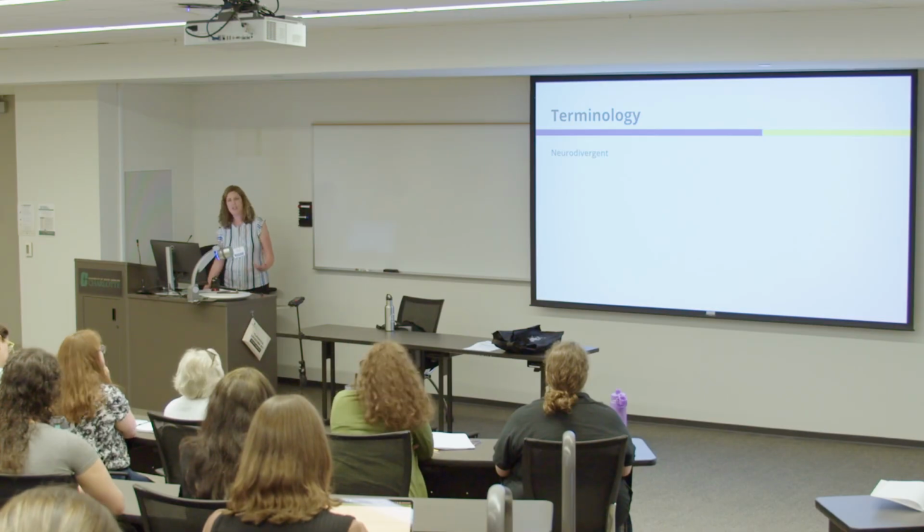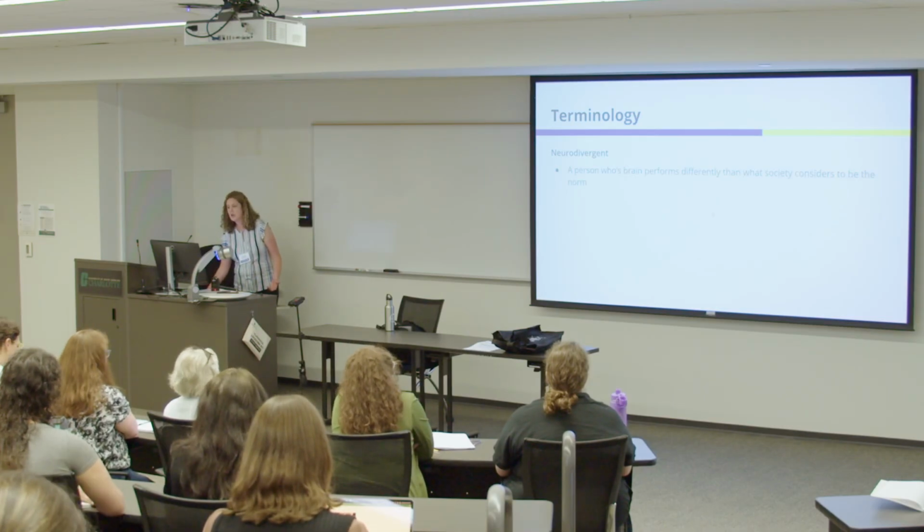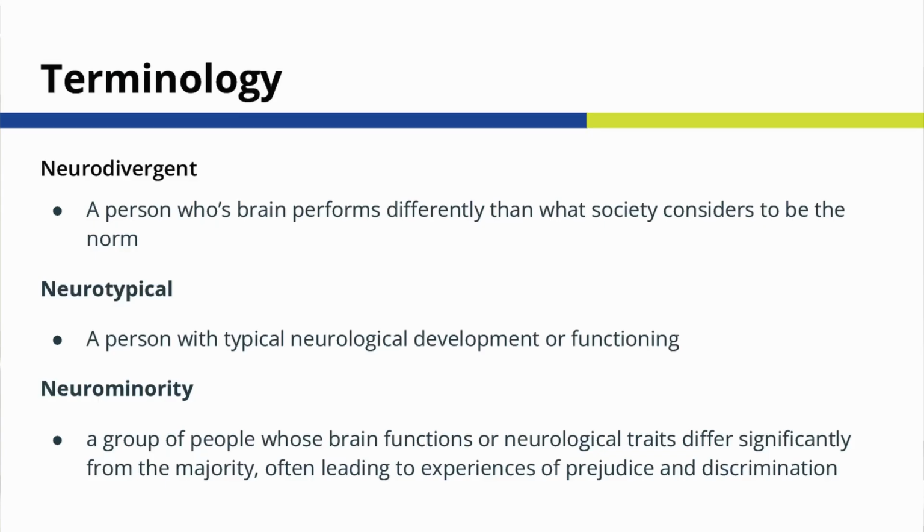So some terminology here. Neurodivergent, like we mentioned, is a person whose brain just performs differently than whatever society considers to be the norm. Like I mentioned, there isn't a normal, but society still puts that out there as this is what the majority of people are. And so what we consider to be neurotypical is just the opposite, somebody who has more typical neurological development or functioning.